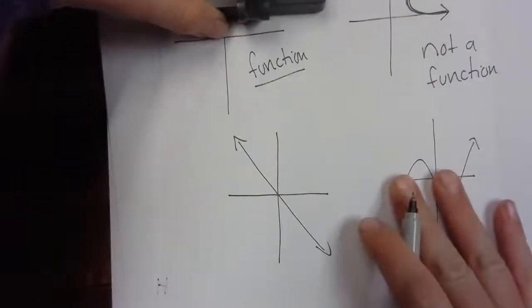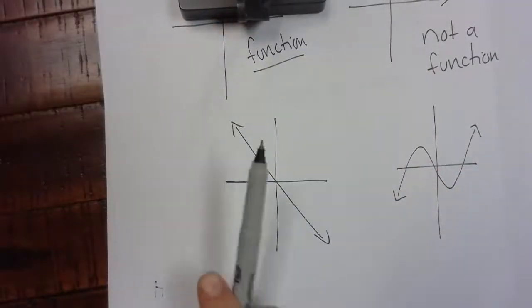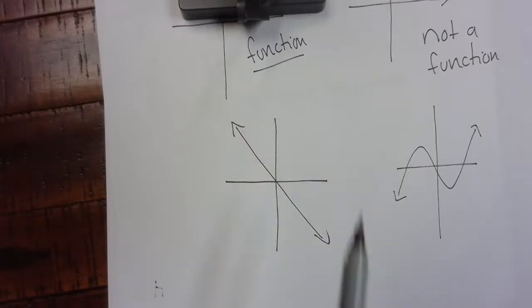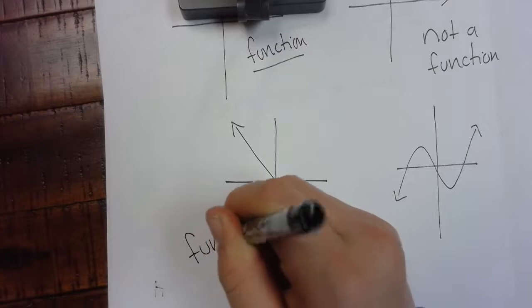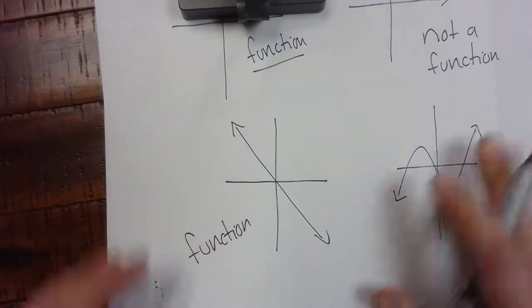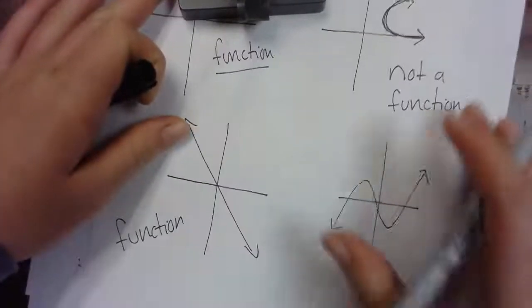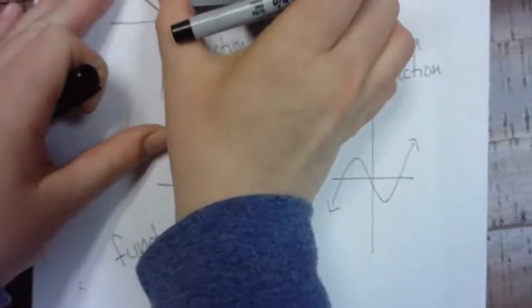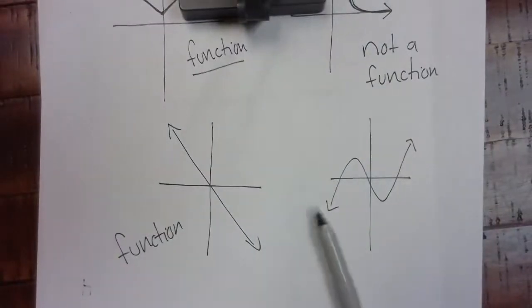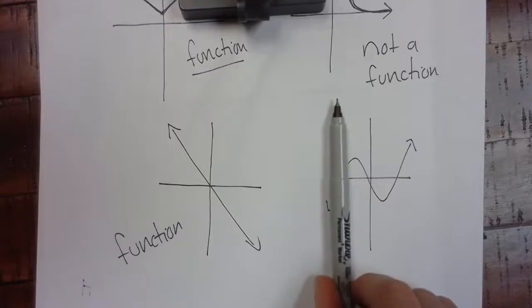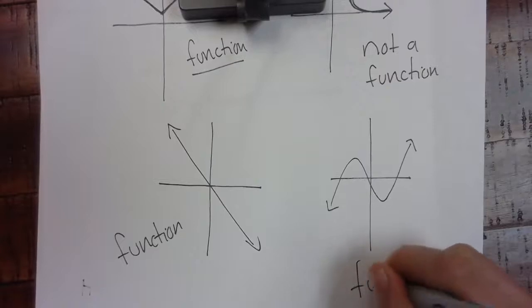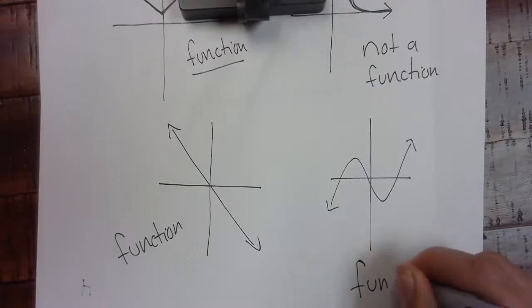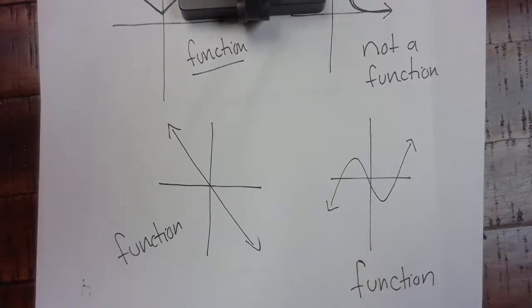So let's try one at the bottom here. Again with this line, take it across. It doesn't touch more than once at a time, so it's a function. And let's try our last one. Take this across. It touches only one part, so this is going to be a function. So that is the end of our lesson.